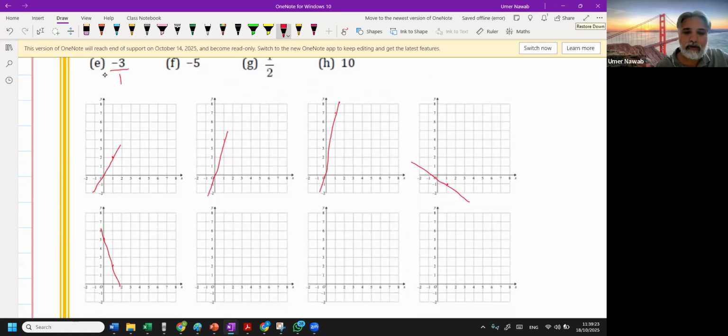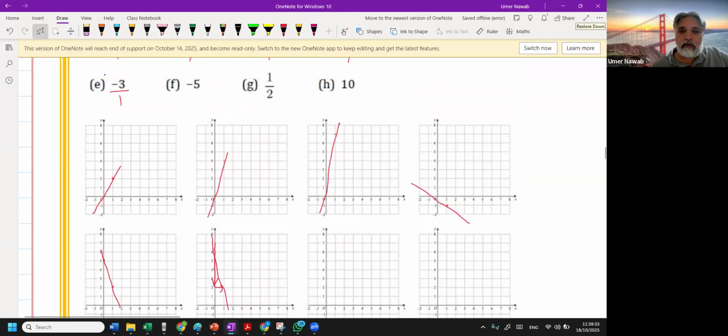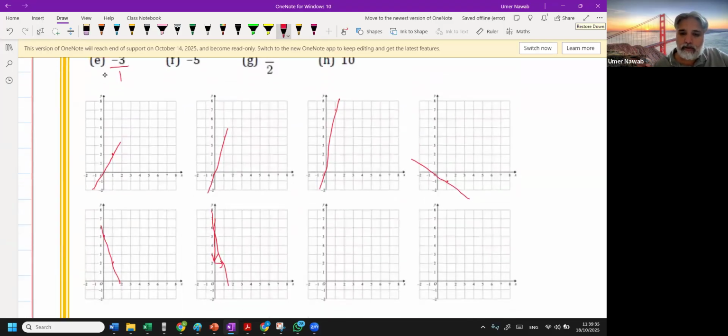-5. I'm going to start from here. 1, 2, 3, 4, 5. 5 units down and 1 unit to the right. So my line is like this. 1/2, 1 unit up and 2 units right. So this is the gradient.